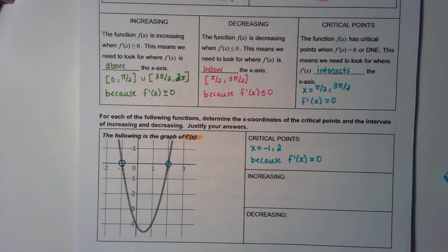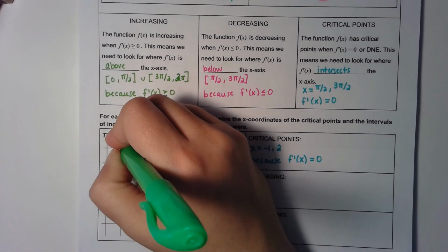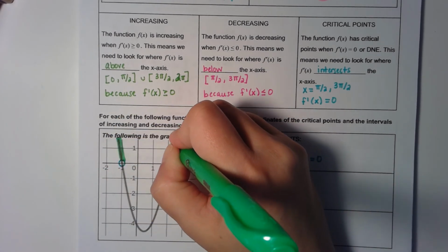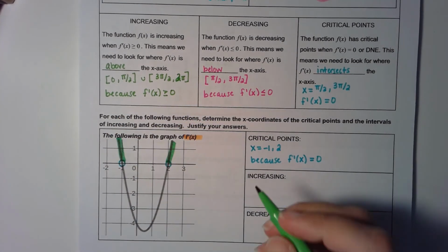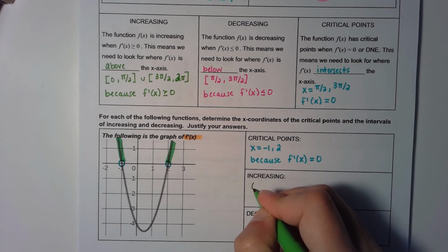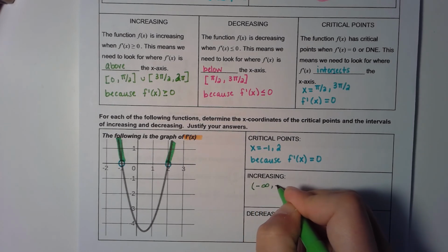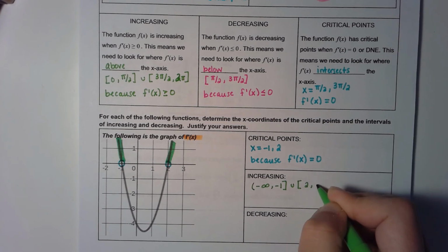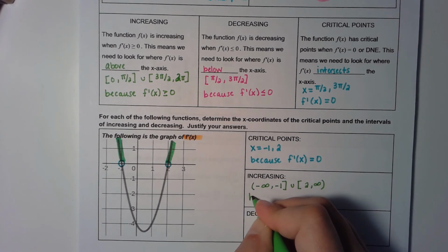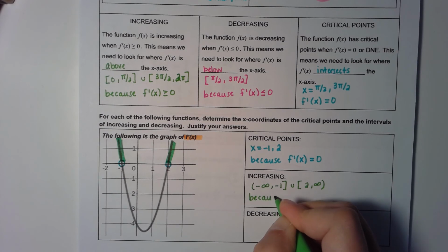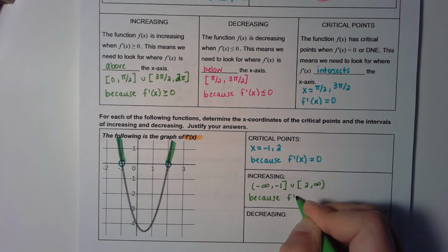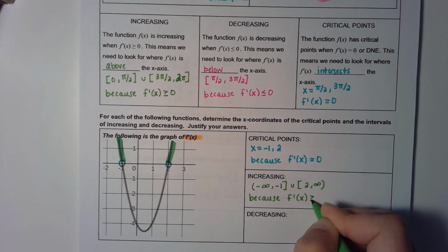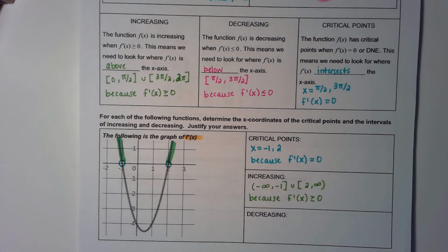Increasing is going to be where the original graph was going uphill. But if you've got the derivative, that becomes the sections of the graph that are above the x-axis. So in this case, we would say from -infinity to -1, and then also from 2 to infinity. And we would say because f prime of x is greater than or equal to 0.